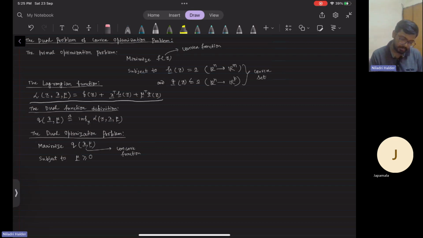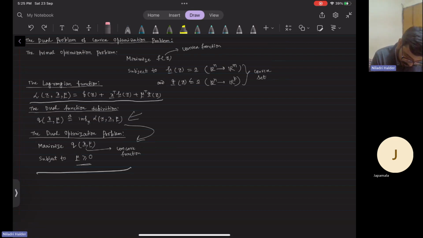So in this case we can find out this Lagrangian function. Then we can find out this q of lambda comma mu. This is nothing but the infimum or minimum of this Lagrangian function with respect to x. Then we can maximize this q function subject to lambda greater than or equal to 0. This was one condition from the KKT conditions, that's why this condition is coming. So that is the dual optimization problem.